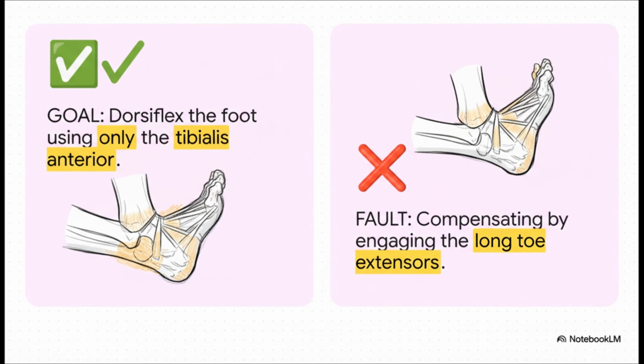And this slide gives us a perfect real-world example. Let's say your goal is to get the patient to lift their foot up, dorsiflexion, using only their tibialis anterior. But what you see them do instead is cheat. They fire up their long toe extensors to help out. Our job, with really specific cues and feedback, is to correct that pattern and teach them how to isolate the muscle we actually want working.